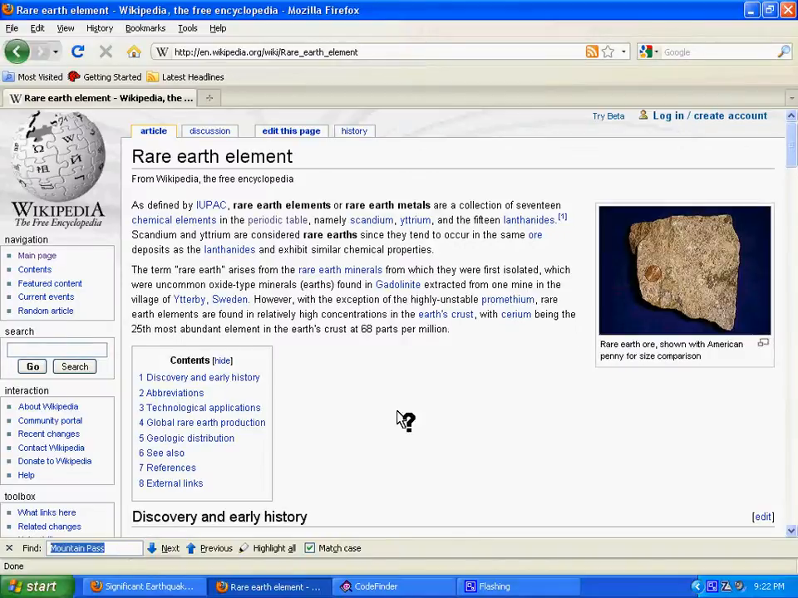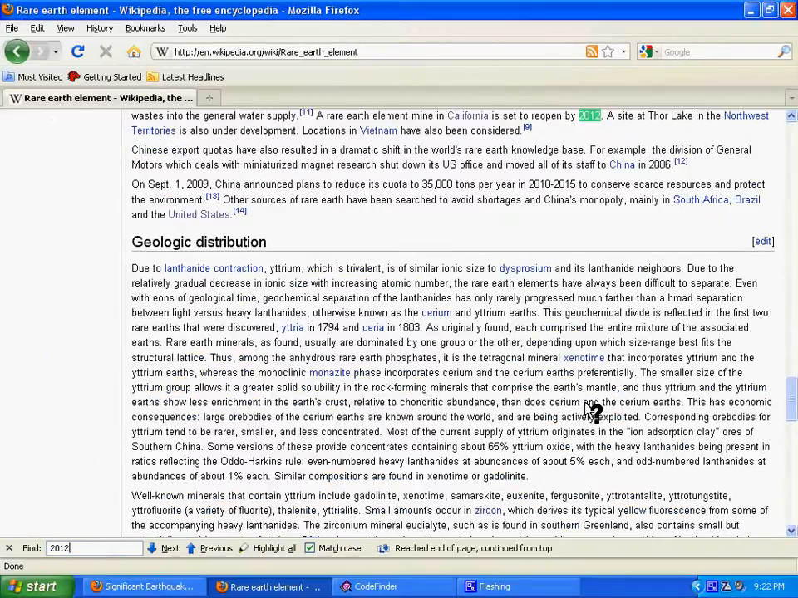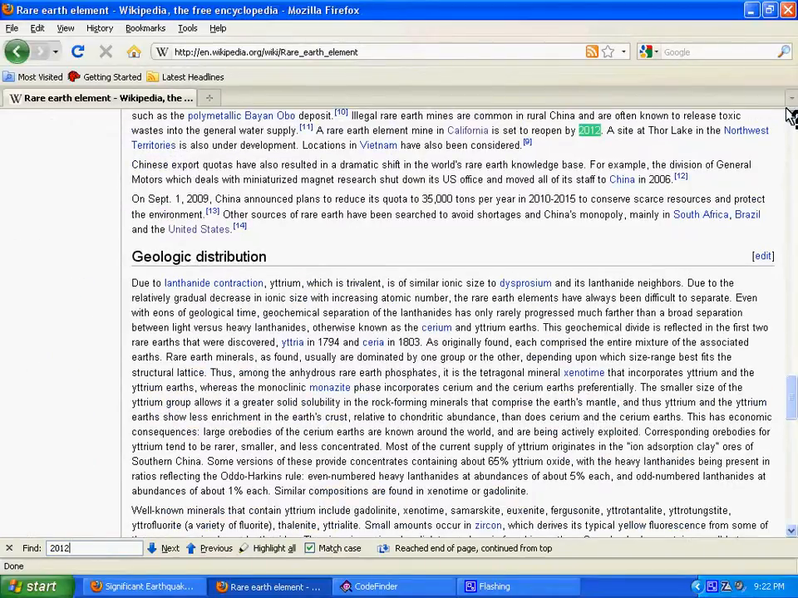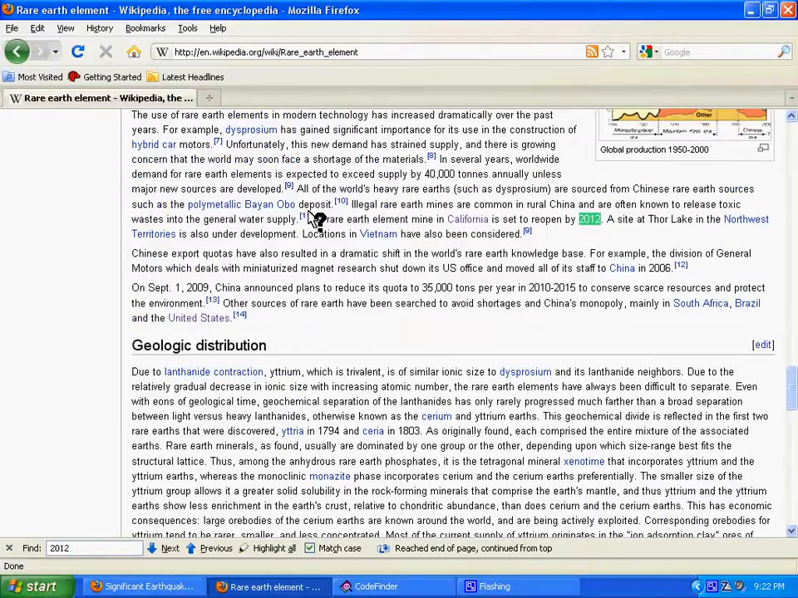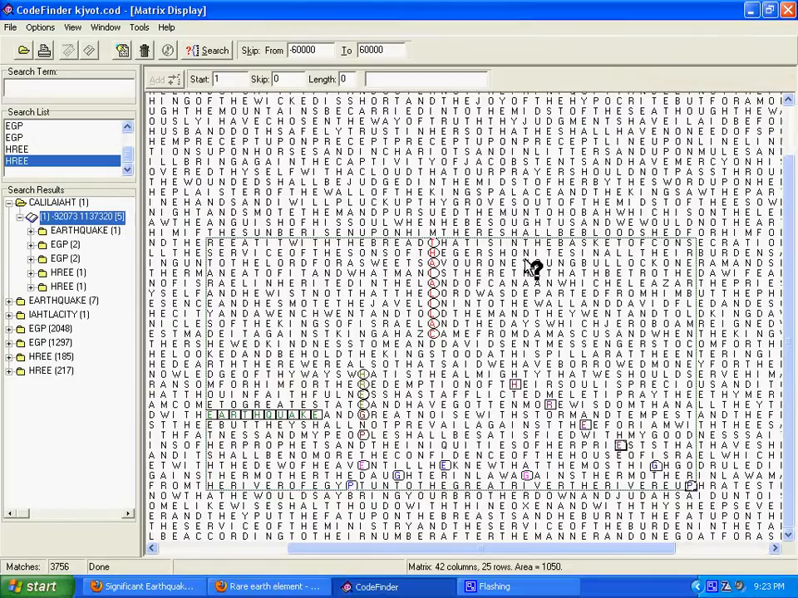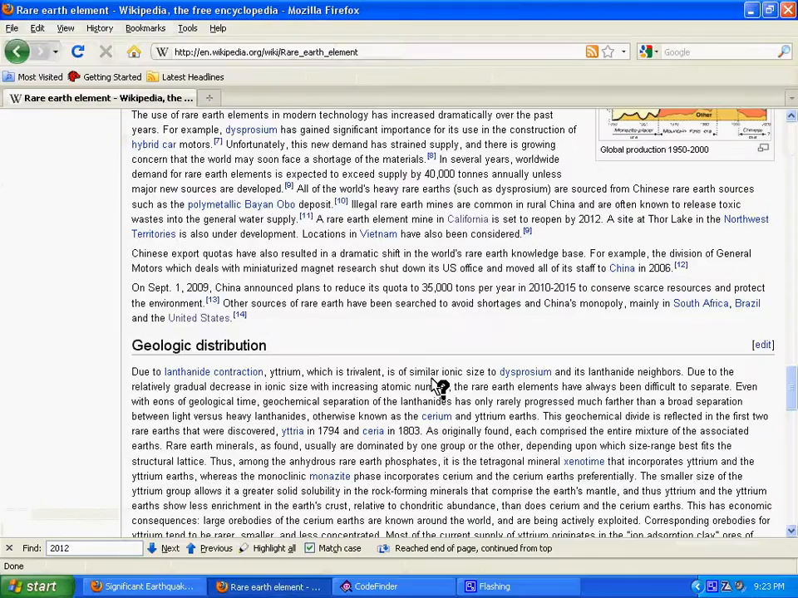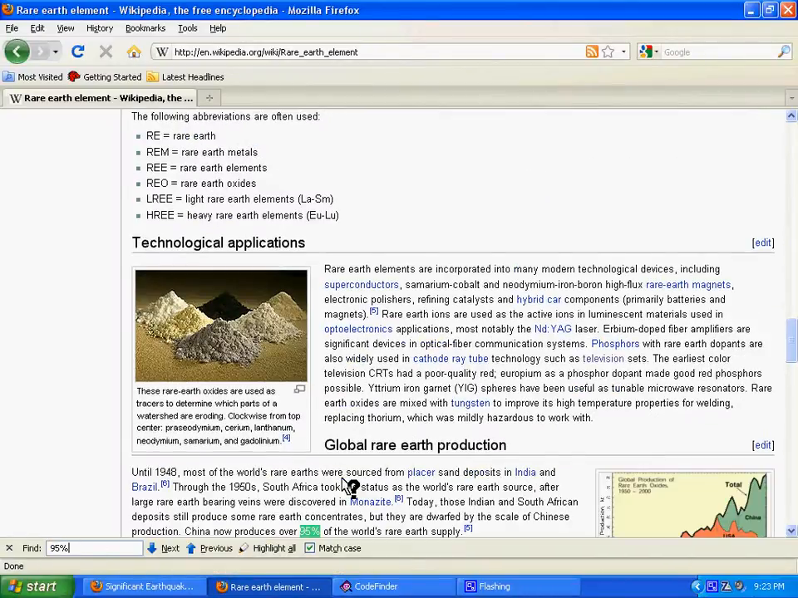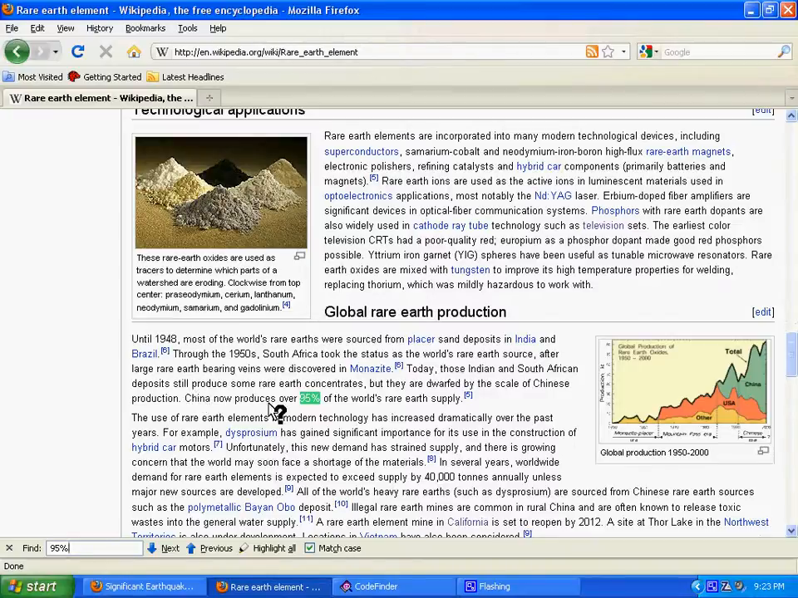I'm going to do a quick find here, and what I did is I found this right here: a rare earth element mine in California is set to reopen by 2012. That's kind of interesting. By 2012. And we're talking about California right here, LA, California. And then I found this one right here too. They said that China produces over 95% of the world's rare earth supply.